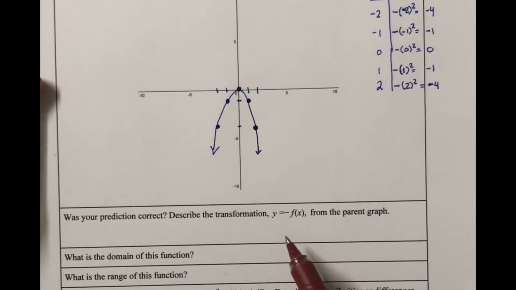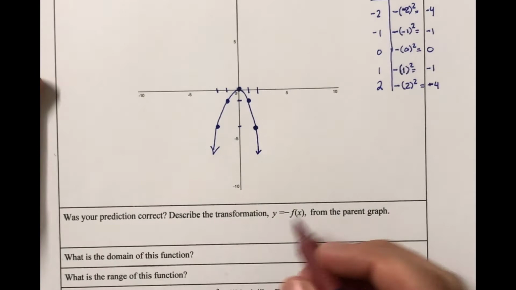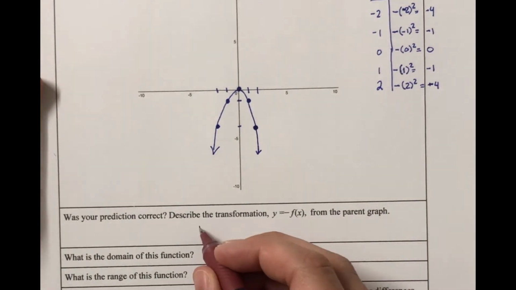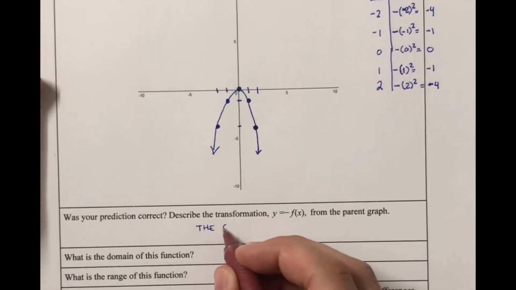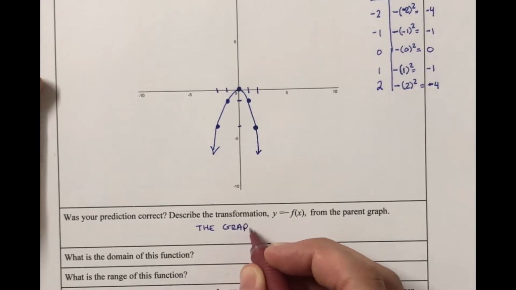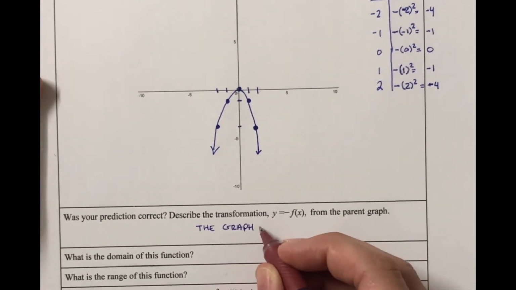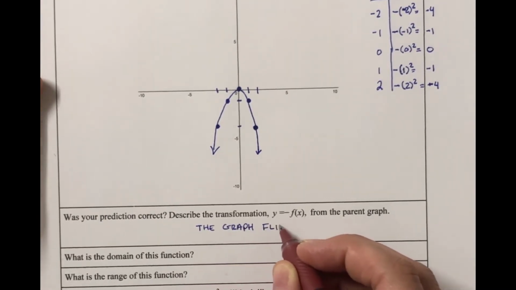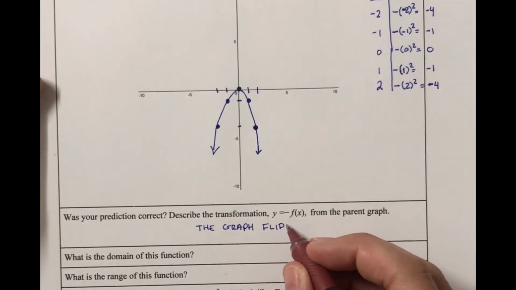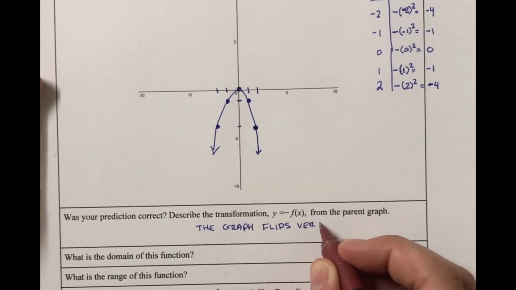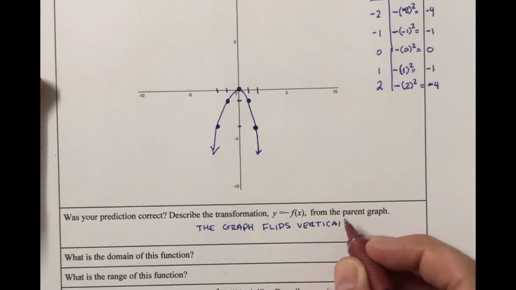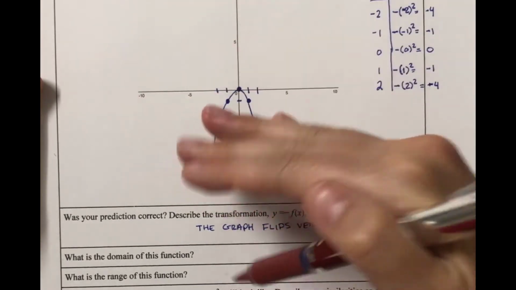Describe the transformation from the parent graph, and you can say something like the graph flips vertically, or reflects. That's another word that we use a lot. So flips vertically, that's the original graph was up here. You could think of it as flipping down.